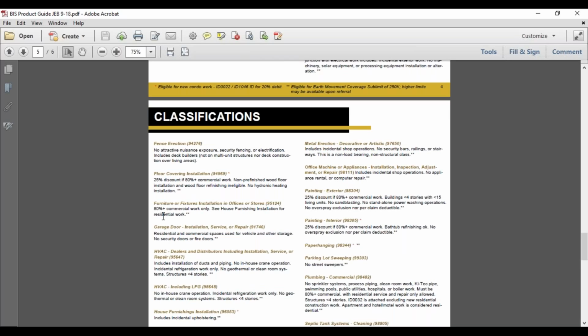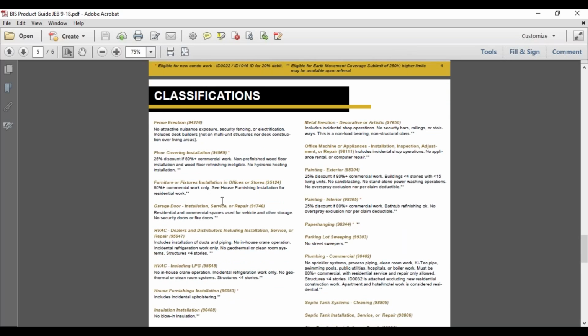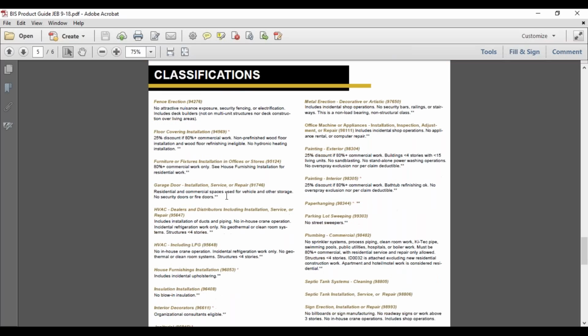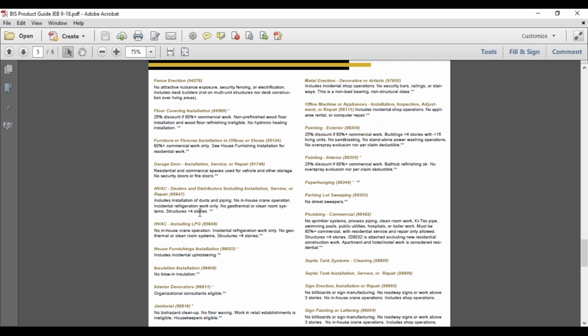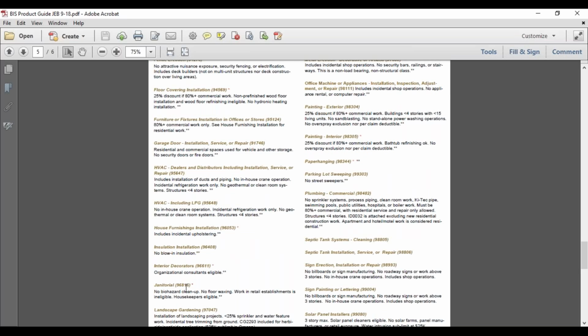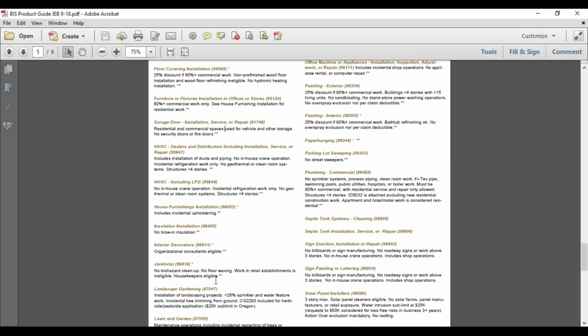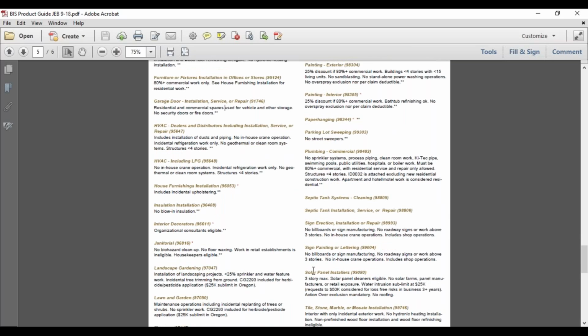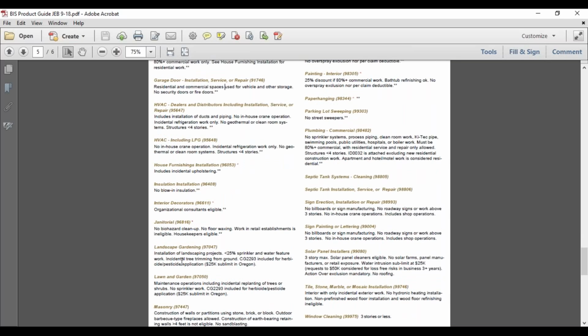The furniture fixture installation, that's okay. We, however, don't like any type of commercial work in hospitals or ADA bathrooms and all that. So, keep that in mind. This is also garage door installation. This is also one of our main classes. We do write quite a bit of that. HVAC, we also write quite a bit of. We do allow janitorial. So work in retail establishment is not eligible, but housekeepers are eligible. And so, janitorial works for us.